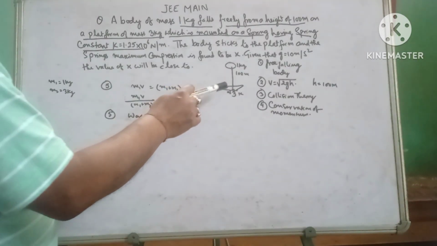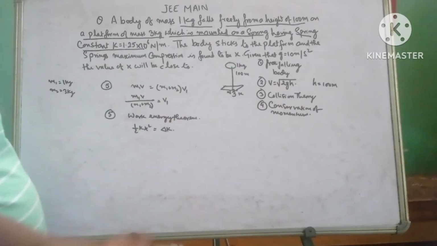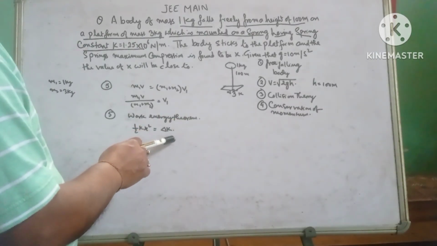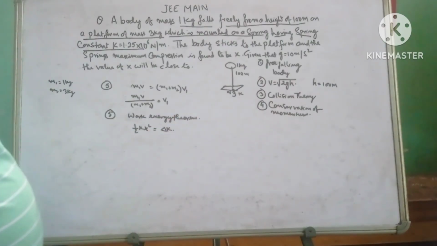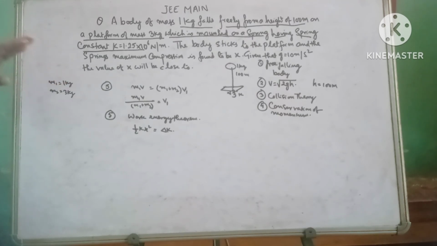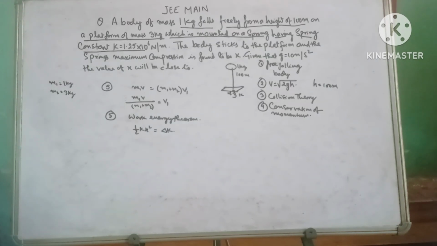After that, the work done on the spring is nothing but the potential energy of the spring, and it is equal to the change in kinetic energy, by the help of which we can find the value of x. Before solving it, read the question carefully and make a clear picture in your mind so that you can solve it.